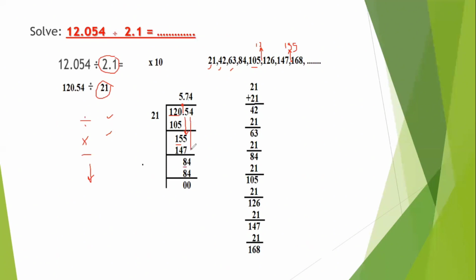Let's get down 4. Now it's 84. Let's repeat. First divide. 84 divided by 21, I find the multiples: 1, 2, 3, 4. 4 times 21 equals 84. When you subtract, it will be 0. So the quotient is 5.74.